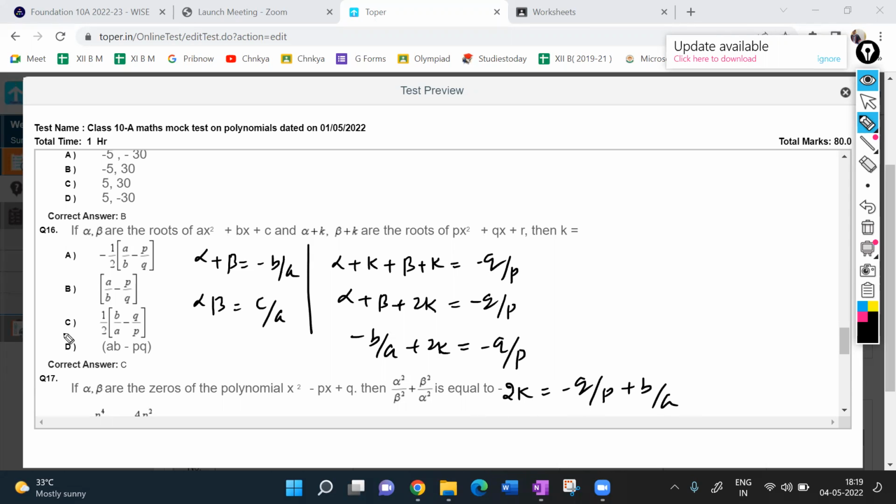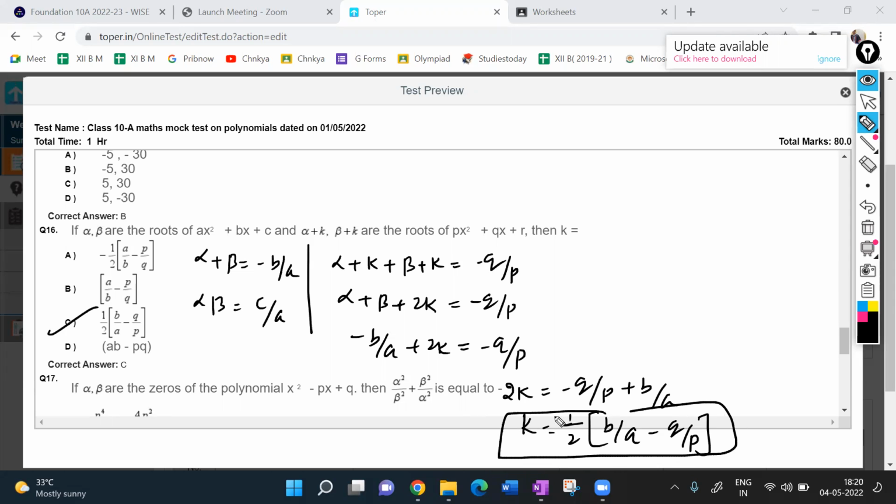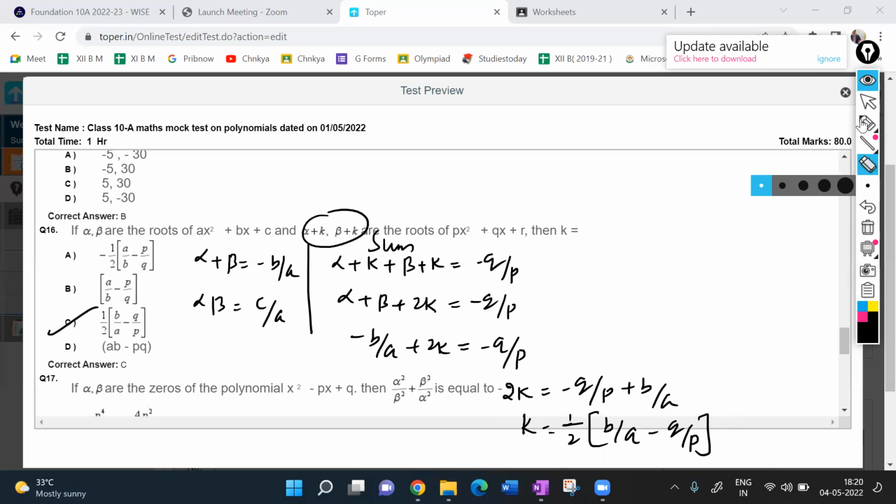Isn't it? Option C is correct. Yes, sir. That is the only option. Directly you can write it: 1 by 2 times of b by a minus q by p. Check. Any doubt, beta? How simple it is? Sir, no doubts. Understood my point? Yes, sir. Shall we go for the next question? Okay, sir. Shall I clear the screen? Those who are writing still, shall I clear? Yes, sir. I completed it, sir.